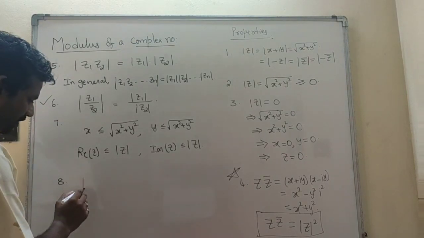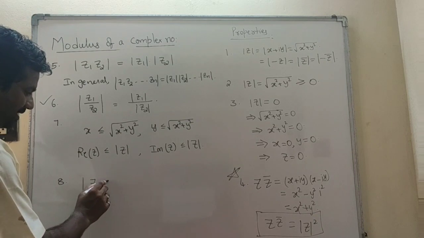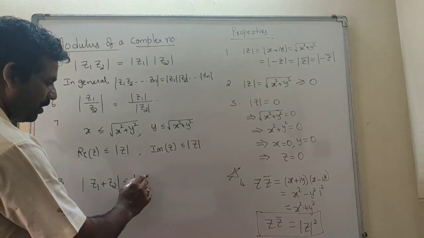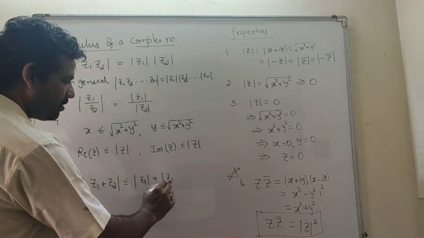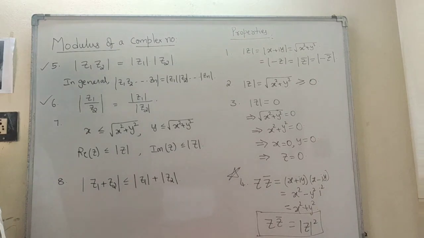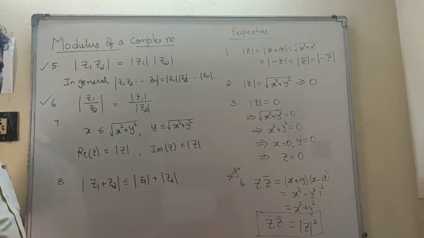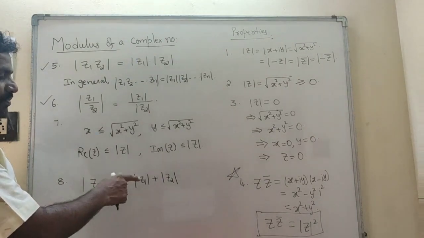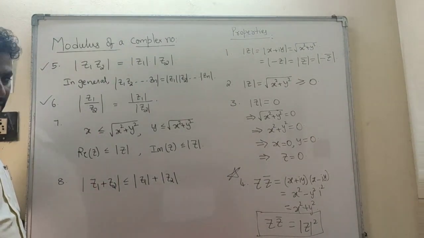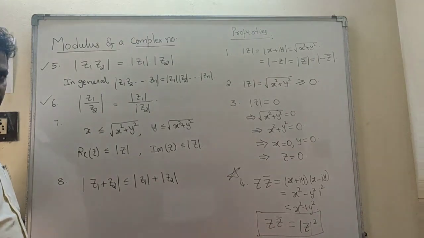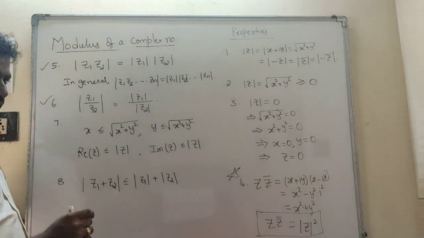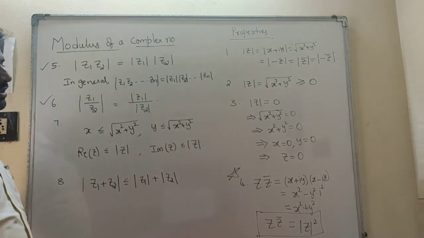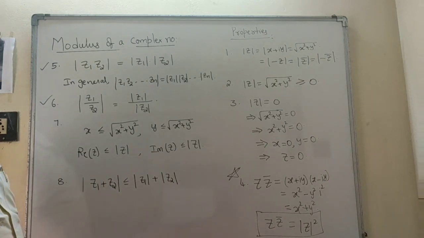This is the triangle inequality. Mod of z1 plus z2 is always less than or equal to mod z1 plus mod z2. The sum of the two sides is always greater than the third side. Whenever the equality holds, that means they lie on the same line. Those are collinear points. In the triangle inequality, if the equality holds, they lie on the same line. They are collinear points.